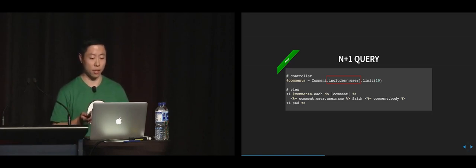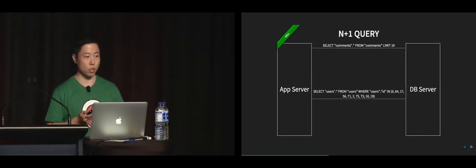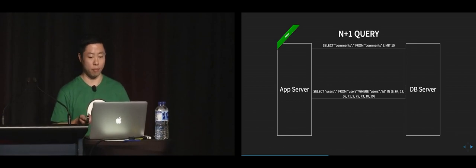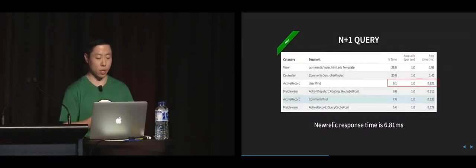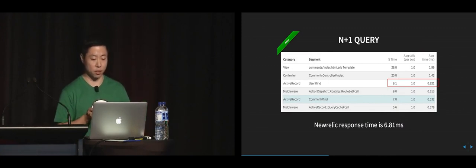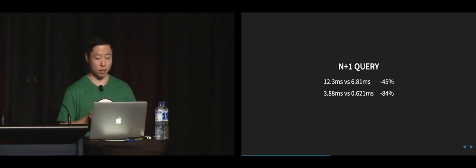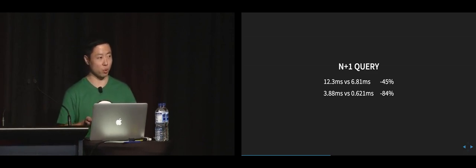Okay, to fix the N+1 query here, I just add the Rails includes method to eager load the user data. Now it just sends 1 SQL to fetch all the users for the 10 comments. Now you can see on New Relic the user find is only called once, and the time spent is 0.621 milliseconds. So compare the results before and after. The total response time is reduced from 12.3 milliseconds to 6.81 milliseconds. It's 45% improved.